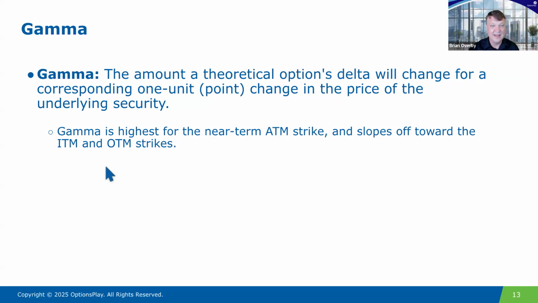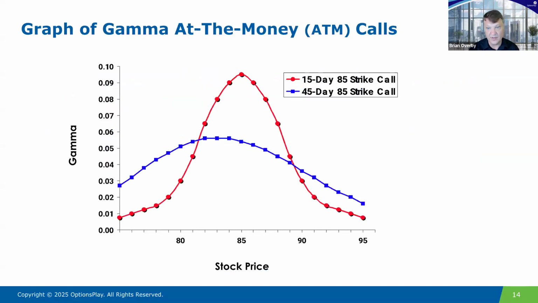All right, so gamma is highest for the near-term at-the-money strike and slopes off towards in and out of the money. And that's what we proved in our scenario. We proved that a 60-day option has a lot less gamma than a 1-day option. And we showed it in the table. So we already defined gamma, but we just didn't call it gamma. And so it's always going to be skewed a little bit.